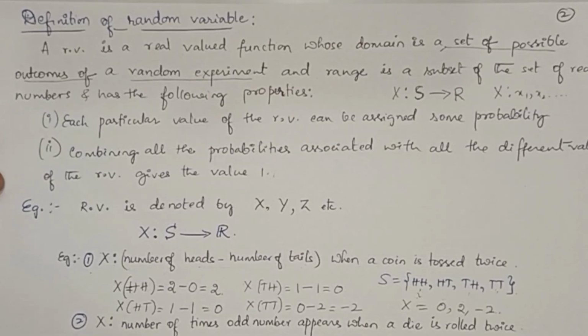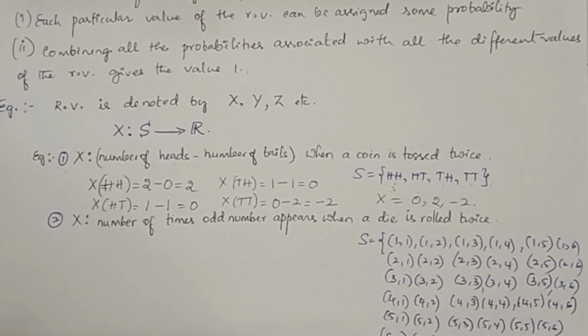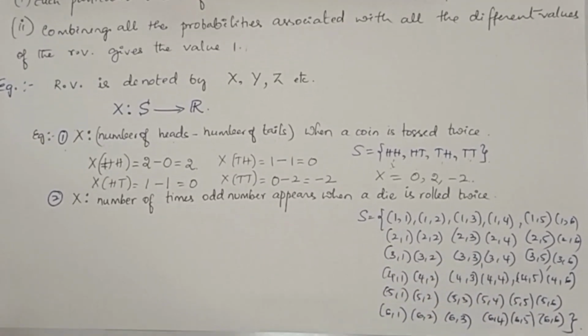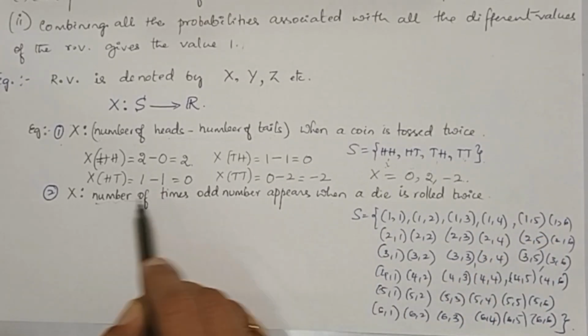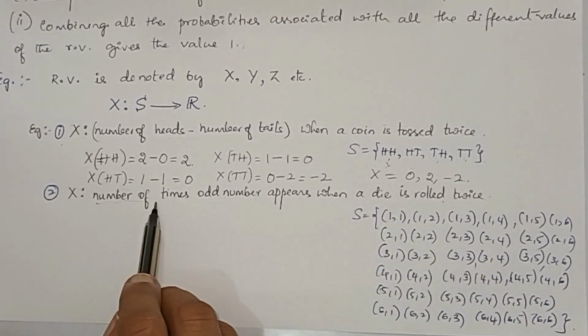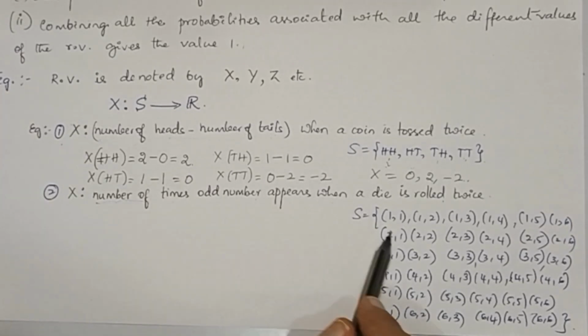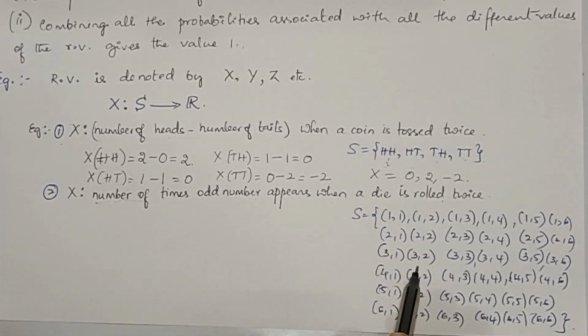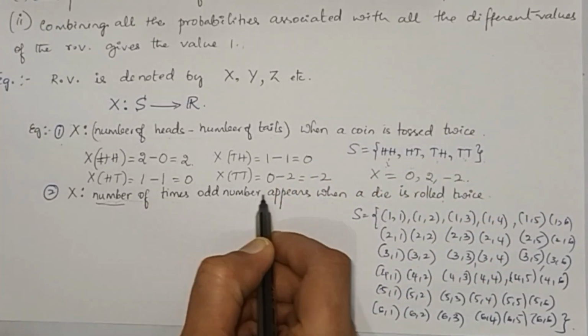Similarly, one more example. The number of times an odd number appears when a die is rolled twice. So when a die is rolled twice, this is the sample space you will get. Now I have to assign a number to each and every outcome. The definition of assigning the number is the number of times an odd number appears when a die is rolled. See, you should not get confused here. I am not asking you to list the odd numbers that appear when you roll a die twice. Odd numbers means 1, 3, 5. You should not list them. It is the number of times an odd number appears.